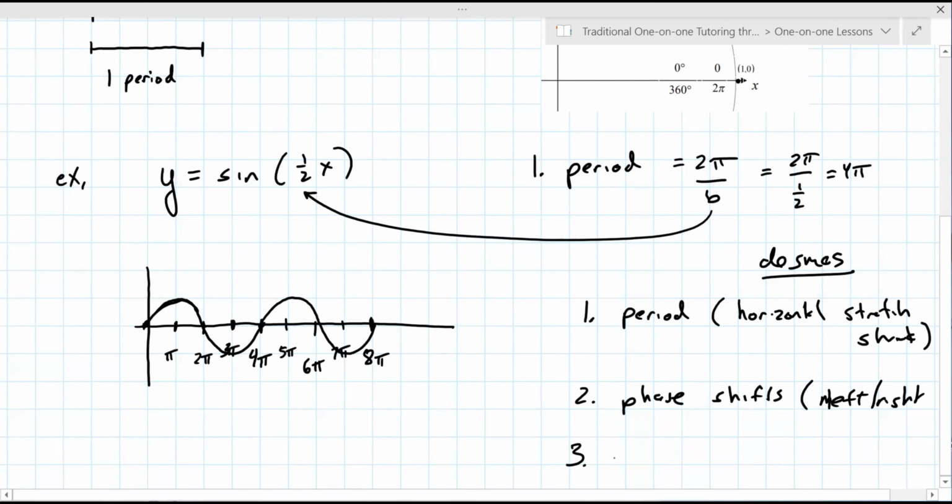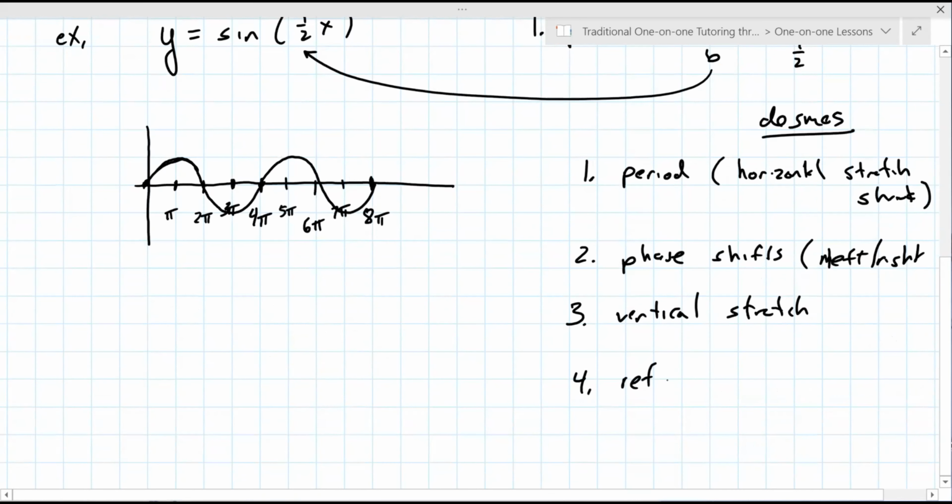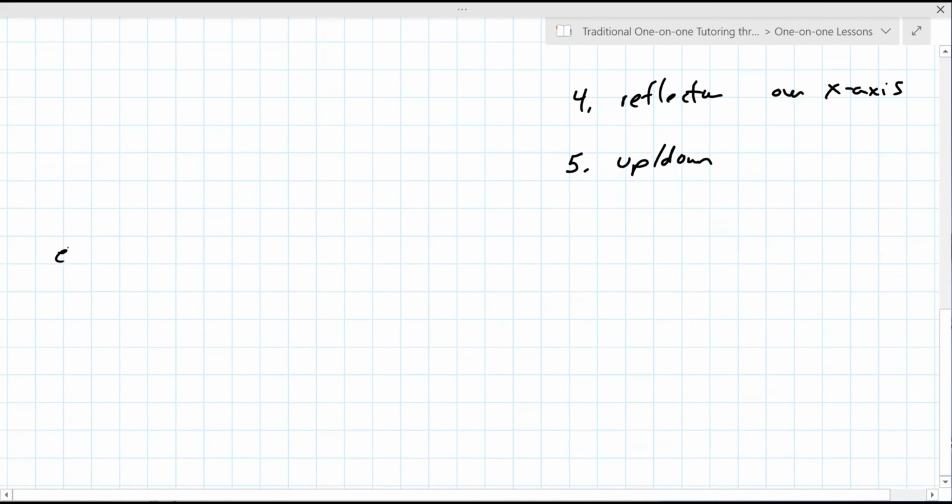The third one is vertical stretch. So these are what you're going to see. And then the fourth one is reflection over the x axis. You can do it over the y. We'll get to that. And then there's also up and down. Now, when you're learning this, we don't want to do too many of these at a time, but you should be expected to be able to do any number of these and graph two periods. Okay, so let's look at another example here.